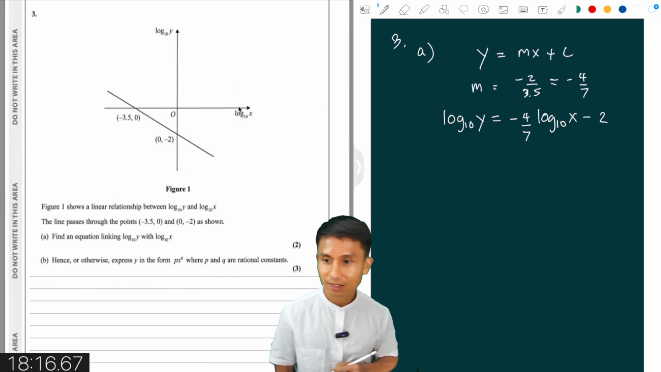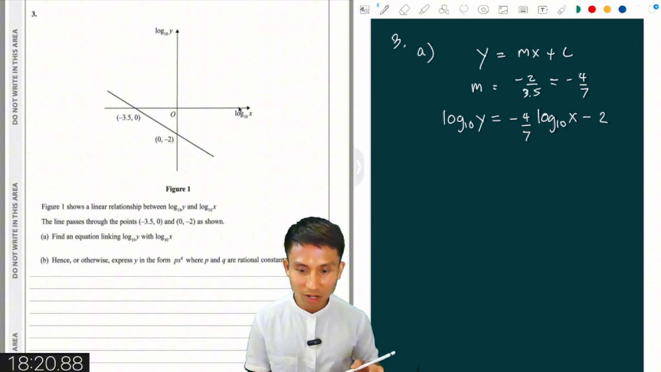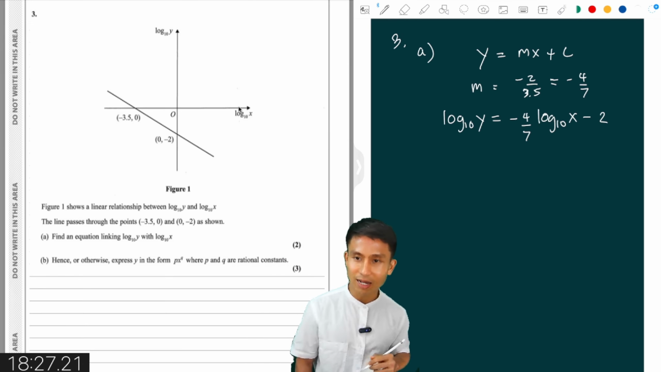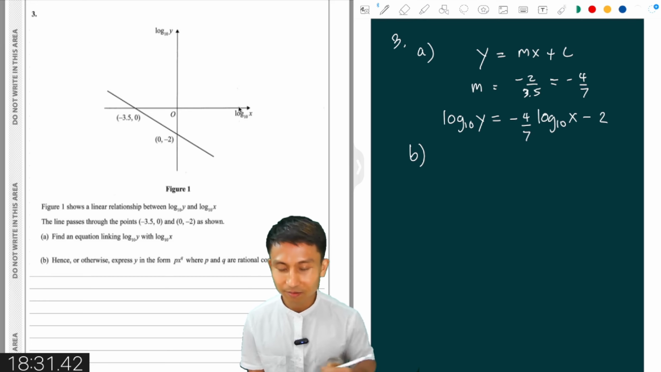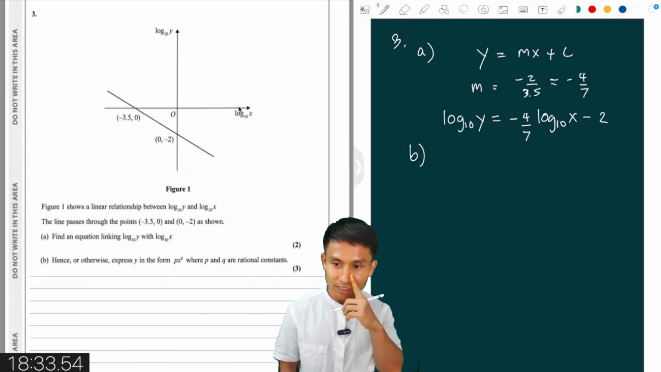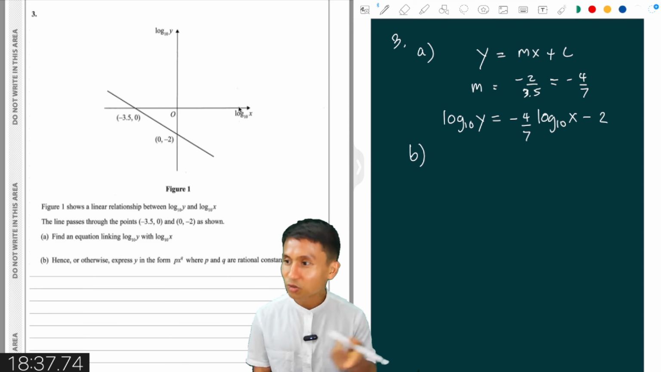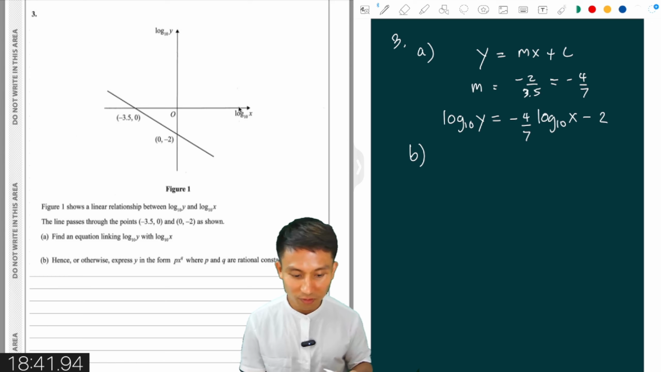And that's it. The equation linking log 10x and log 10y. So that's it. I think I'm happy with that. I'm going to leave it at that actually. Yeah, so that's fine, and that's part A done. Part B, hence or otherwise, express y in the form of an exponential like that. Yeah, so we take the part A answer to derive the exponential form.